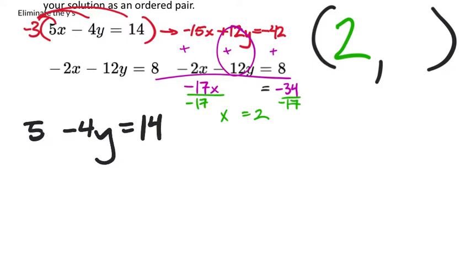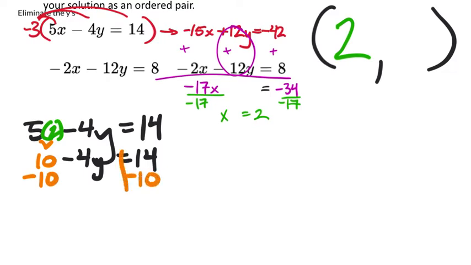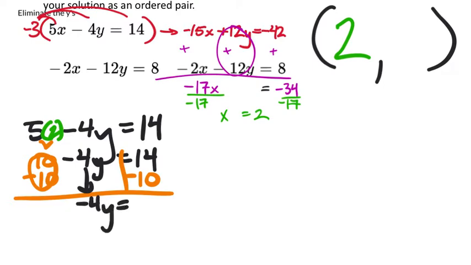So x here is going to equal 2, and then I'm just solving this equation right here for its corresponding y value. So 5 times 2 is 10. So 10 minus 4y equals 14. I need to get rid of that 10, zero it out. So I'm going to subtract 10 from both sides, and that will zero that out. So I'll drop my -4y, which equals 14 minus 10, which is 4. And then divide both sides by -4, so that gives me y equals -1. So that should be my y value.